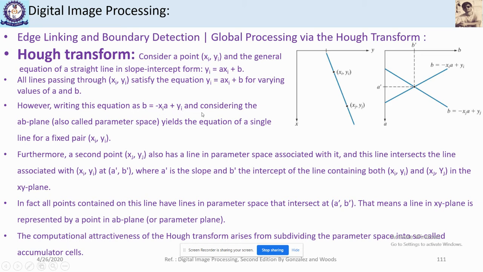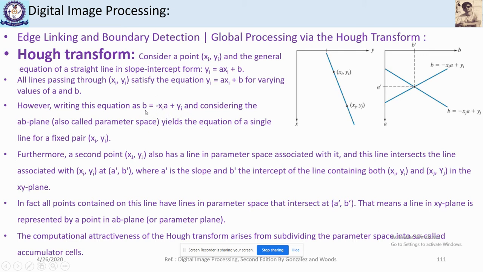And considering the ab plane. Now this is our xy plane, and if I consider another plane, that is the ab plane, we call it parameter plane. If I consider this ab plane, then looking at this equation, -xi is the slope of this straight line and yi is the intercept of this straight line. Do you agree on this or not? Yes. So this is the slope and this is the intercept.